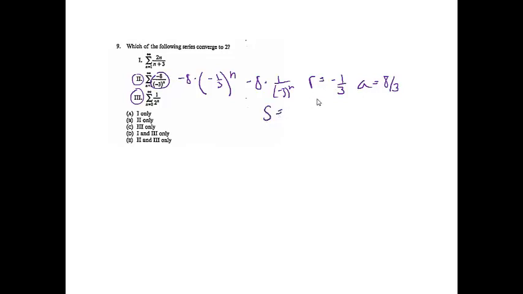The sum is going to equal a, which is 8/3, divided by 1 minus the rate, which is negative 1/3. So this ends up getting me 8/3 over 4/3, and that will give me 8/3 times 3/4, and that does reduce to 2. So this series does converge to 2. So it's not going to be that, and it's not going to be that, and not going to be that. So it's either going to be B or E.